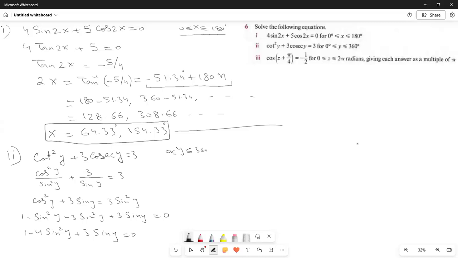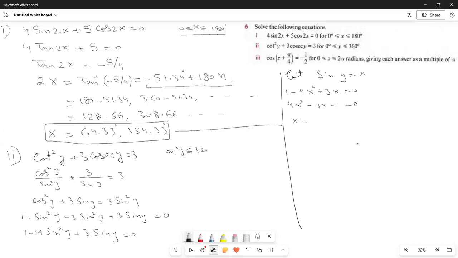You can see it becomes a quadratic equation in sine y. So I will assume that sine y is equal to x. It will make this equation 1 minus 4x square plus 3x equals 0. I can rearrange it, multiplying by negatives, and it will become 4x squared minus 3x minus 1 equals 0. We can solve it by using the quadratic formula.